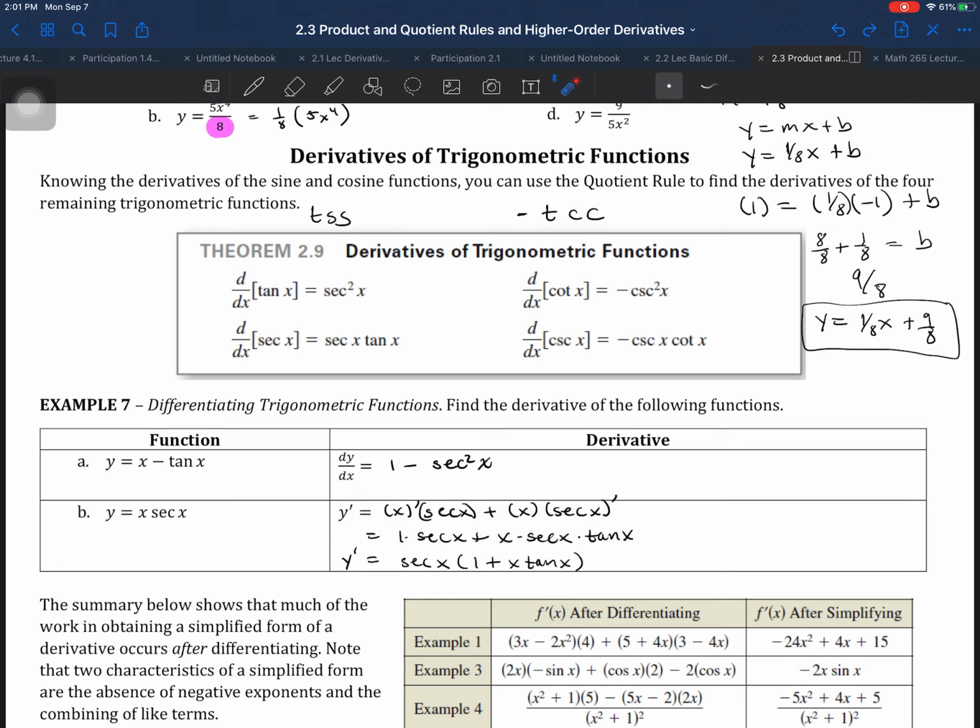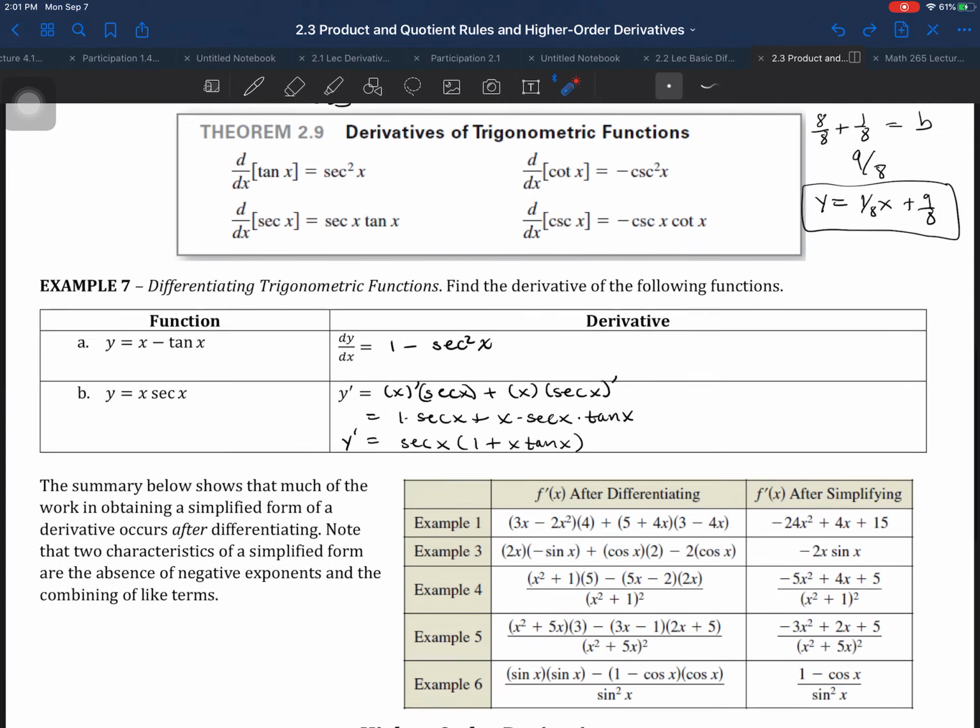The derivative of x is 1 times secant of x, plus x times the derivative of secant, which is secant times tangent. Then you can notice that they both have a secant in common, so you can factor the secant from both terms. You're left with 1 for the first term and x tangent for the second term.